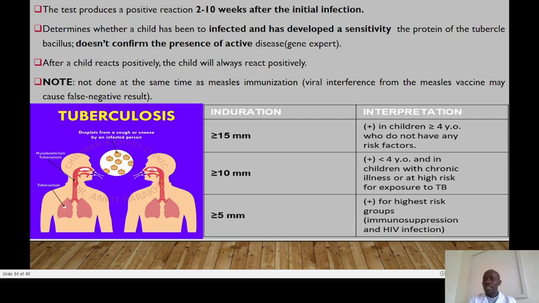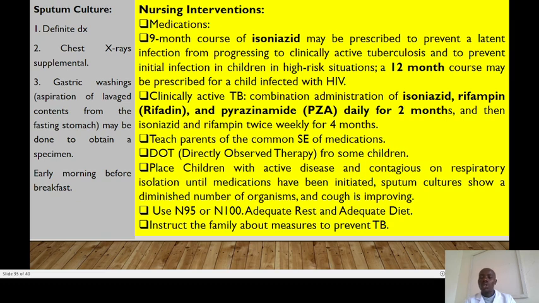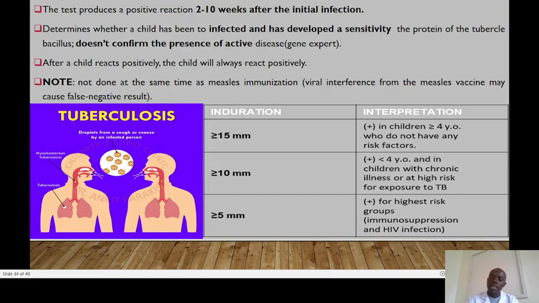So after a child reacts positively, the child will always react positive to this, all right? It means you have been exposed to this, okay? So there is even no need for vaccination in that case, okay? For those who are more than 1 year old and you are encountering these children for the first time and you are wondering whether to administer the BCG vaccine or not, you are supposed to do this PPD test first to find out, all right?